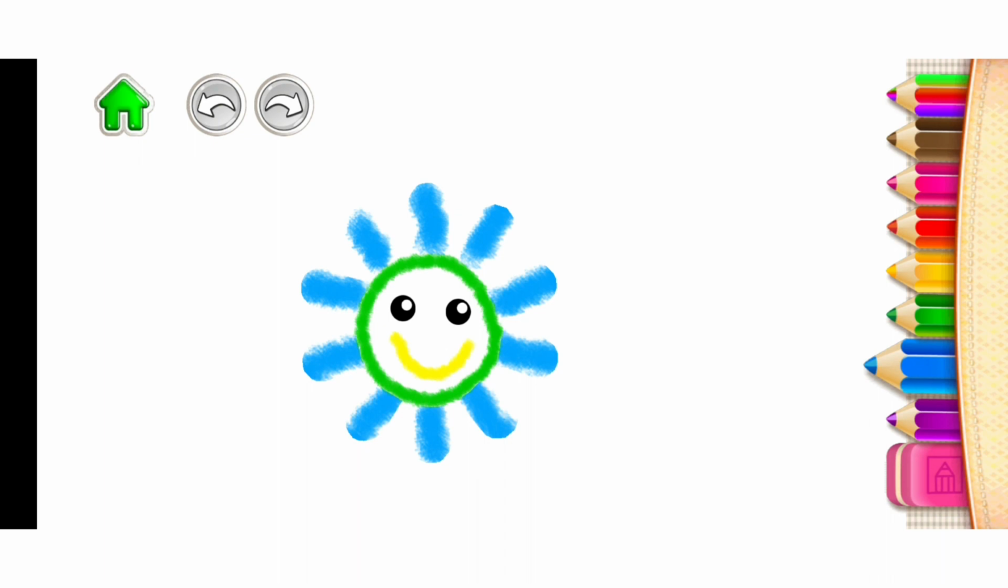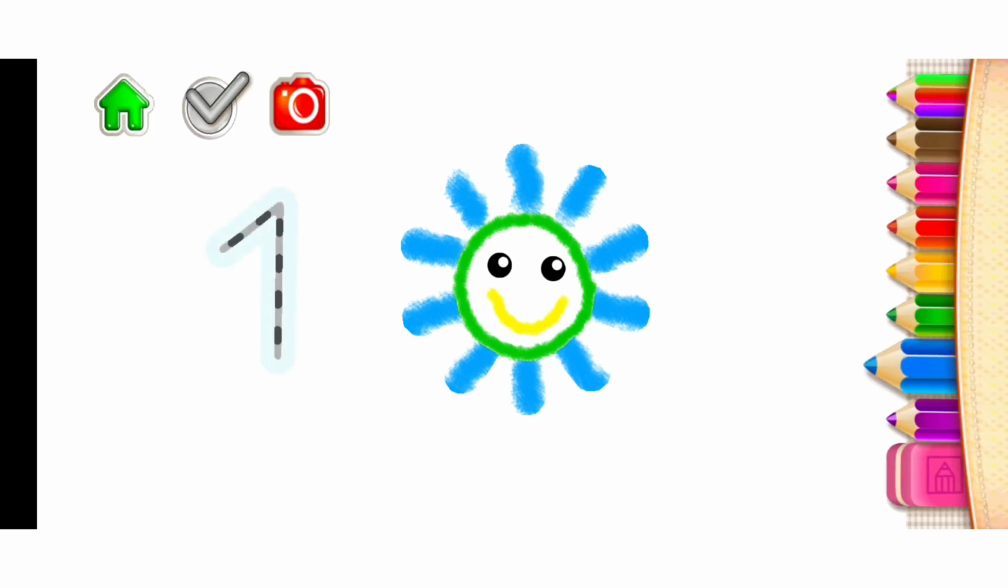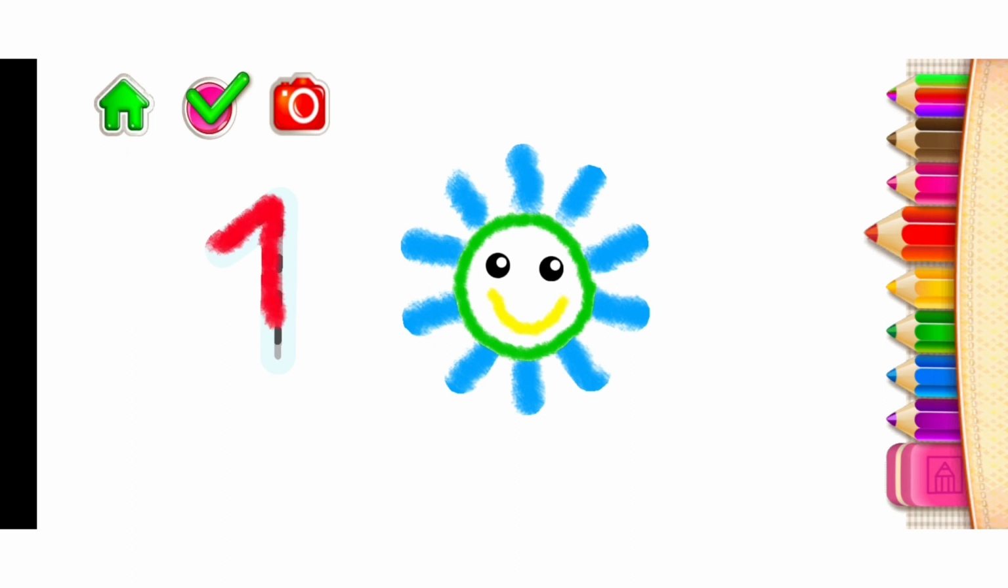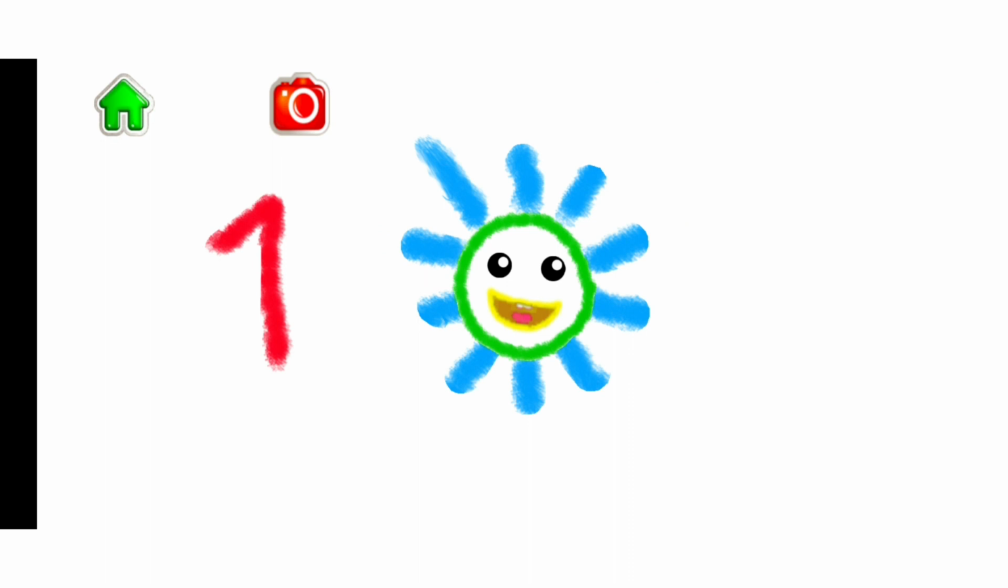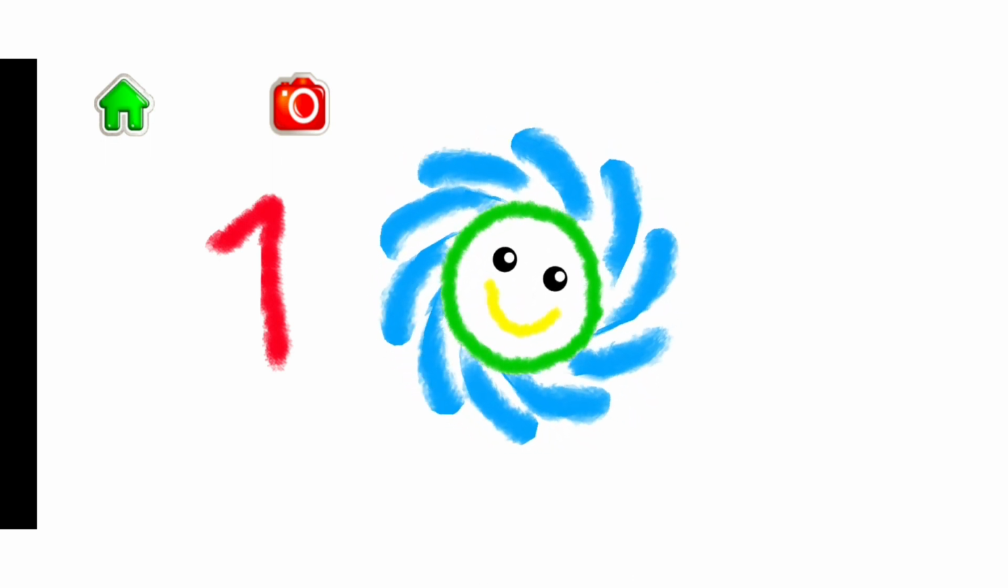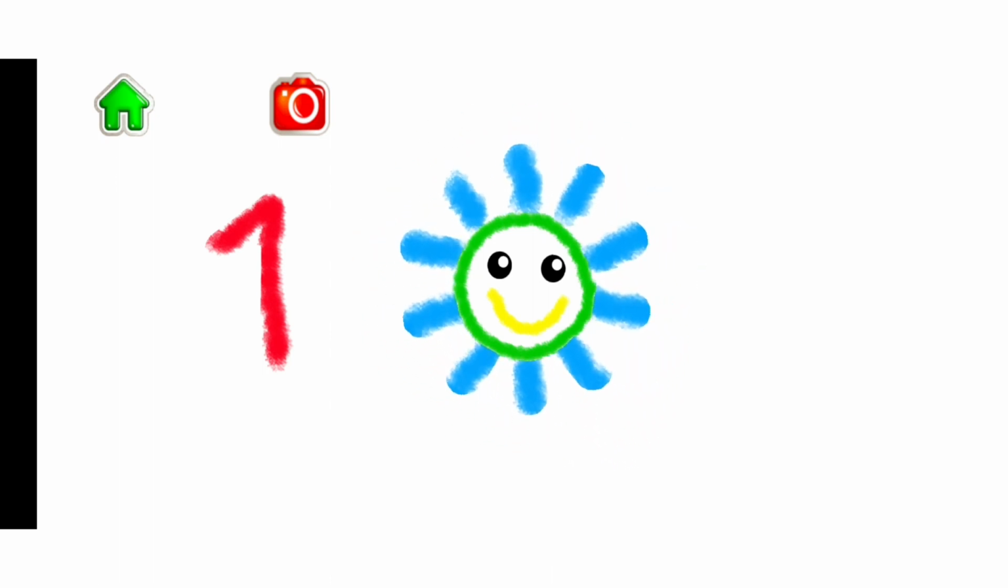And now, let's count. 1. 1 sun. Now, write the number 1, and the sun will come alive. Red. 1. Write the number 1 one more time, and the sun will come to life.